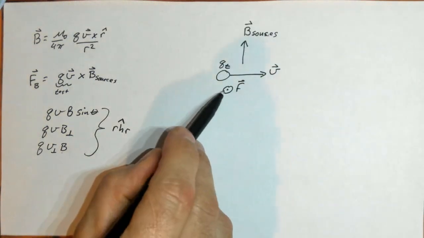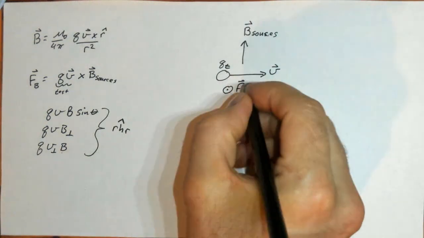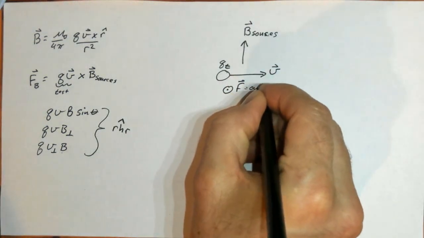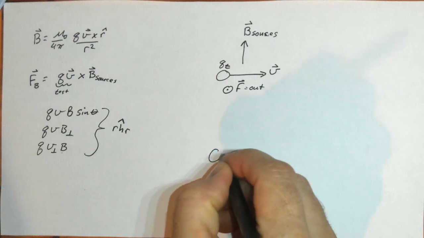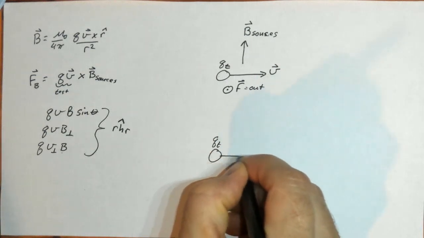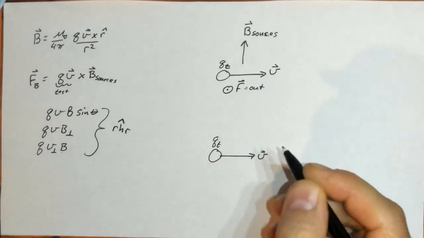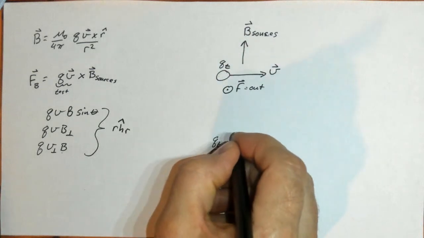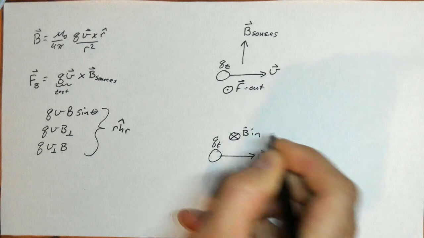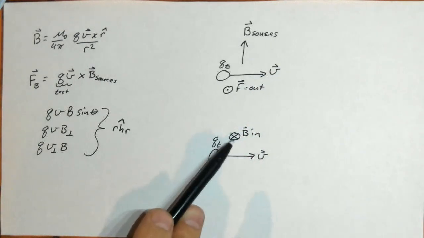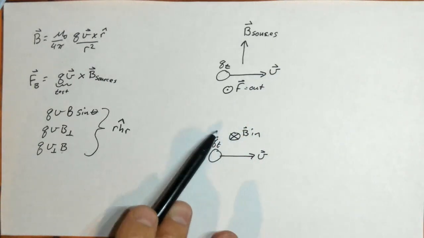So the force is given by that symbol. That means out, or I can just say out. Okay. Force is out. Let's do another example. Let's suppose the same test charge traveling in the same direction, but now I have a magnetic field everywhere here that's into the page.